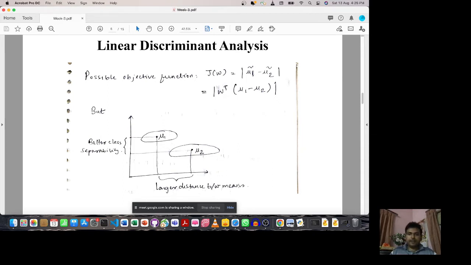So let's look at these two examples, that these are the two classes and they are separated out, and let's say my two candidate lines are the x axis and the y axis. Mu1 is projected onto the y axis and mu2 is also projected onto the y axis. And similarly mu1 and mu2 are projected onto the x axis. However, in this case you see the distance between the means is larger than the corresponding distance on the y axis.